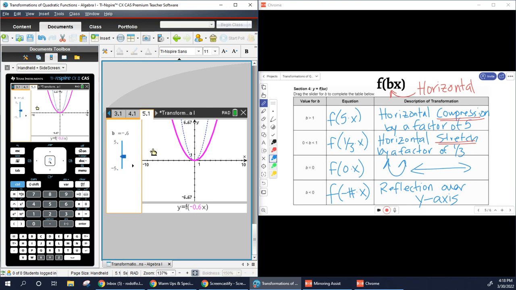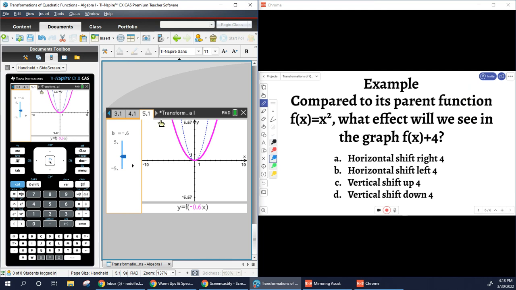So let's put this whole thing together and let's do an example. How can you put this to use so you can remember all of these rules? I'm going to show you a calculator trick that will show you how to go about this process when you're trying to plug it in. Okay, so here's our scenario. If I want to figure out, compared to its parent function, f of x equals x squared, what effect we will see in the graph when the function is adding 4?